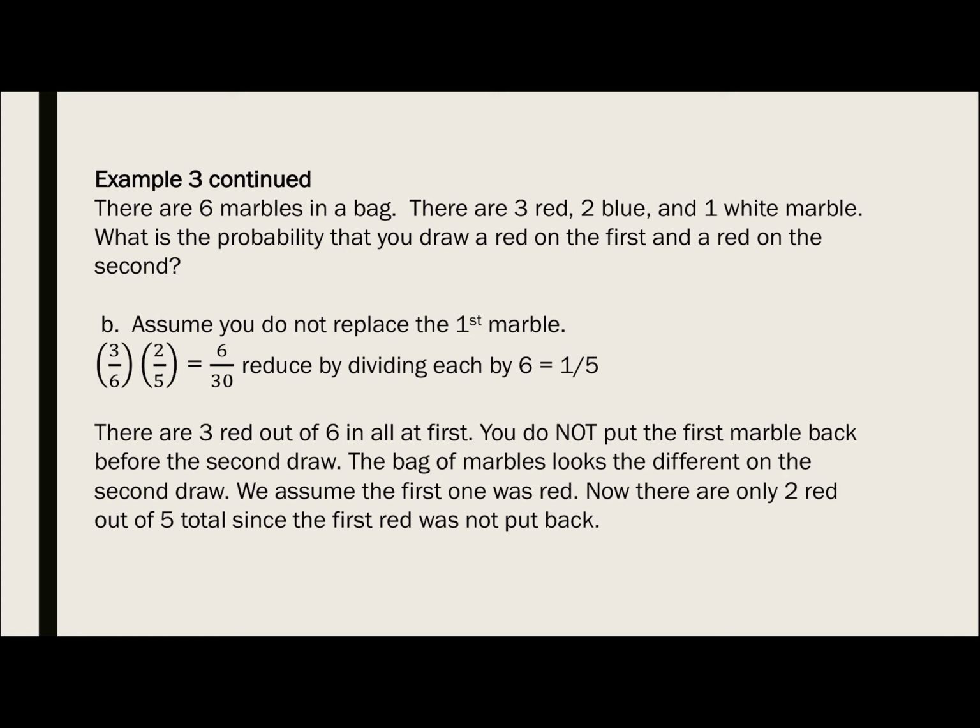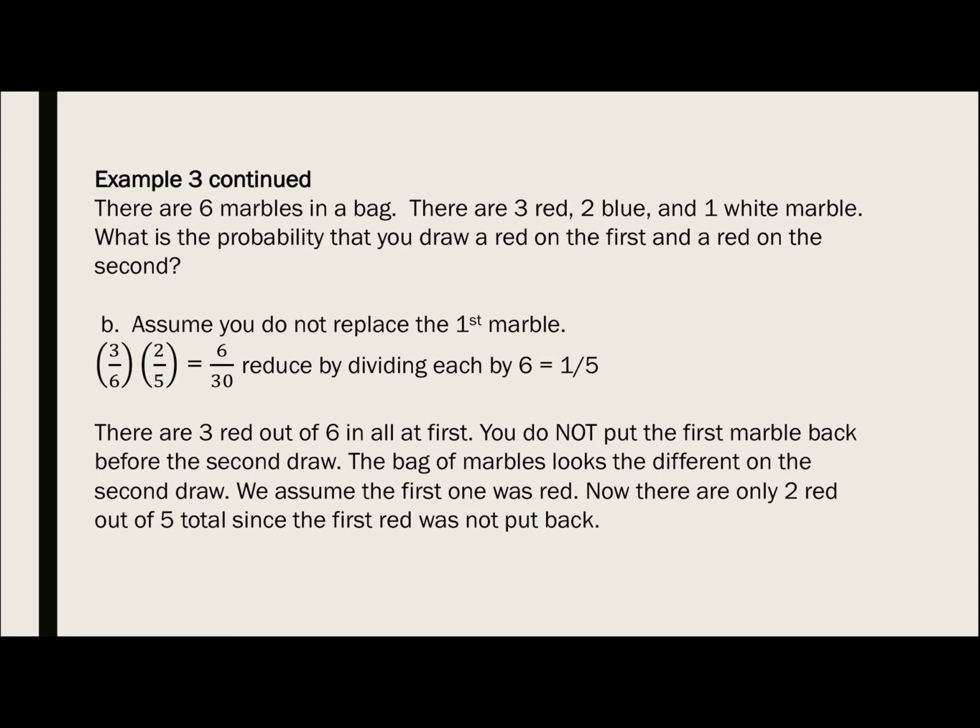Multiply that by. Now, if you picked the first marble and it was red and left it out, there are only 2 red marbles now and only 5 in the bag. Okay, so 2 out of 5 represents there are still 2 red ones in there, but there are only 5 now. So multiply straight across.